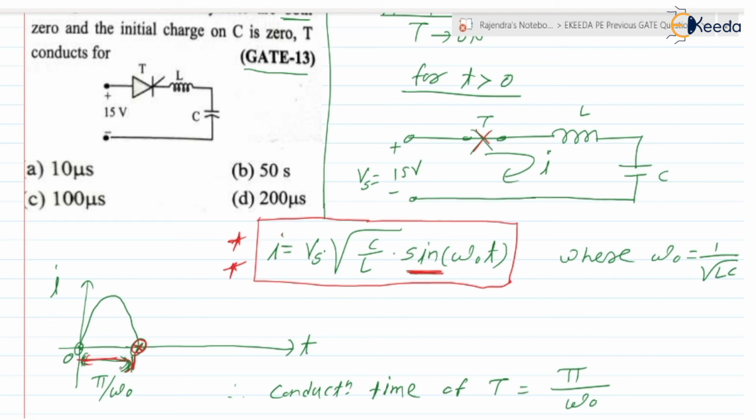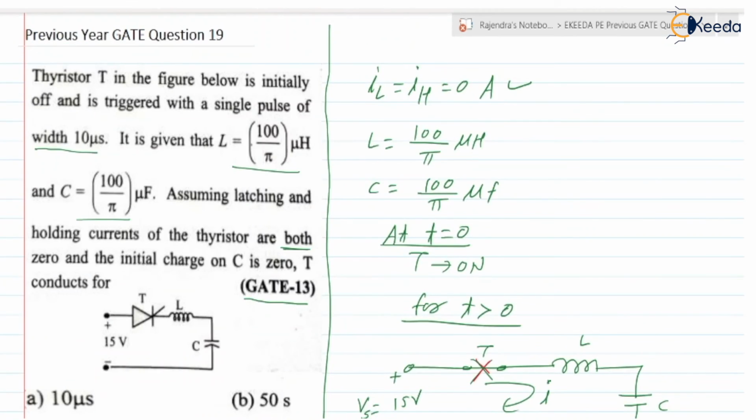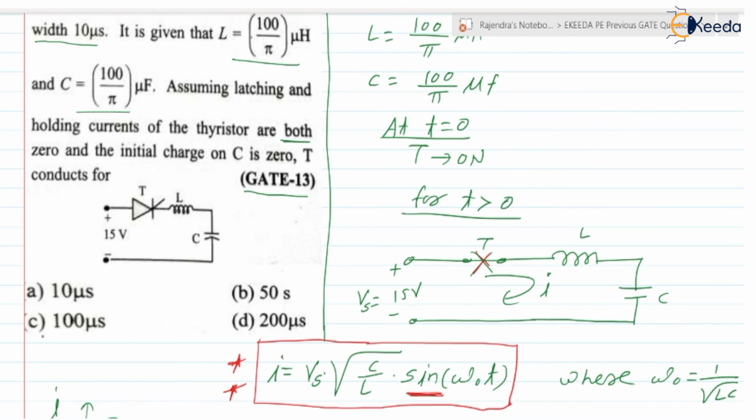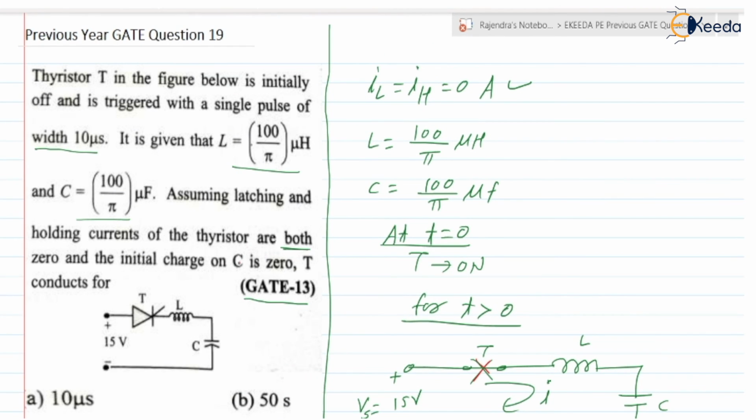This time is pi by omega 0, or this angle is pi. If this is omega 0 t, then it will be pi, so the time will be pi by omega 0. Is this clear? If you check the answer options, the correct option is option C. So this is about question number 19.